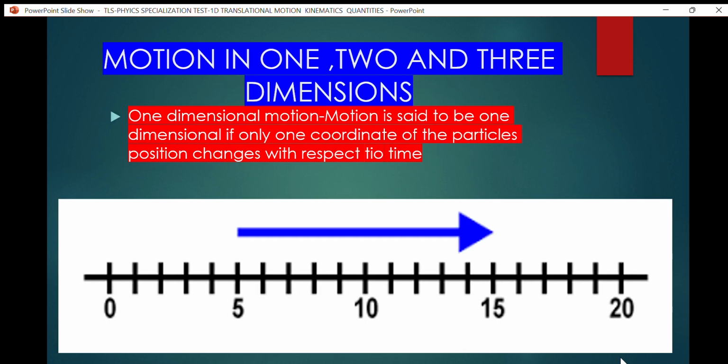Next, I will explain motion in 1, 2 and 3 dimensions. First, let me explain what is one-dimensional motion. Motion is said to be one-dimensional if only one coordinate of the particle's position changes with respect to time. When we represent a particle's position, normally we use 3 coordinates. If only one coordinate of the particle's position is changing with respect to time, then we say the body is in one-dimensional motion. An example for one-dimensional motion is straight line motion.